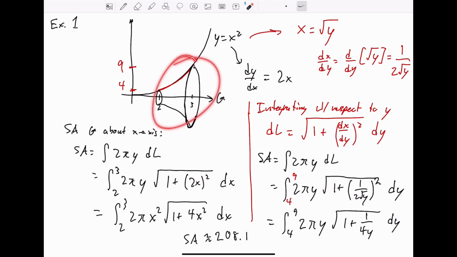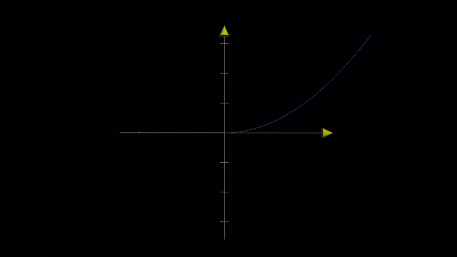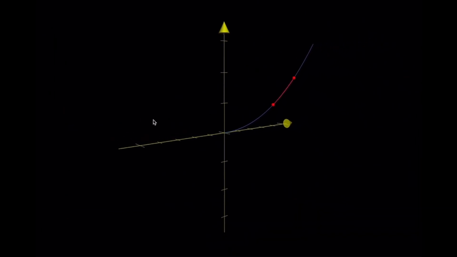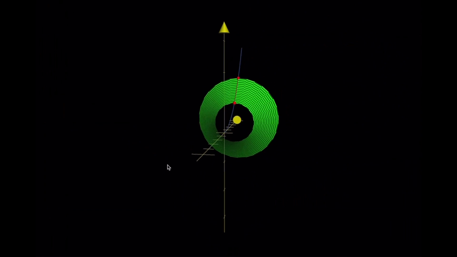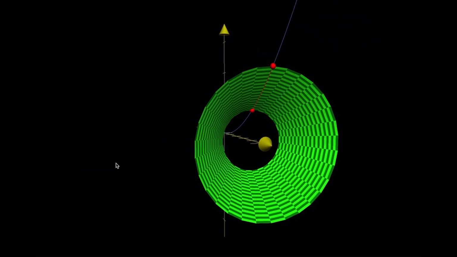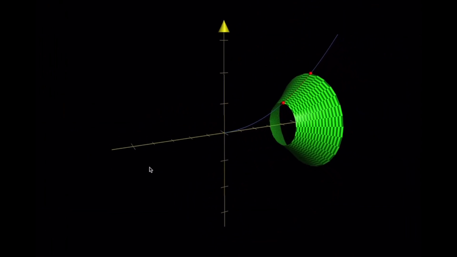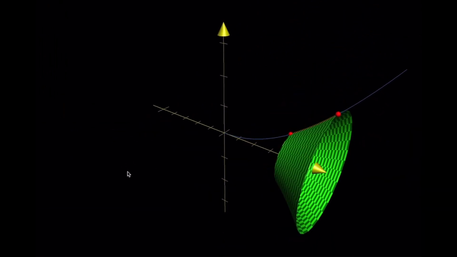Now, this isn't the greatest picture here, so let's take a look at some graphing software so we can better visualize the surface area that we're dealing with here. So here we have the function y equals x squared, and we're interested in the portion of the curve from x equals 2 to x equals 3. There it is. Now we're revolving this portion of the curve about the x-axis. When we do that, here's the shape that we get. So we have this three-dimensional surface, and the integrals that we just set up give us the surface area of this three-dimensional shape.